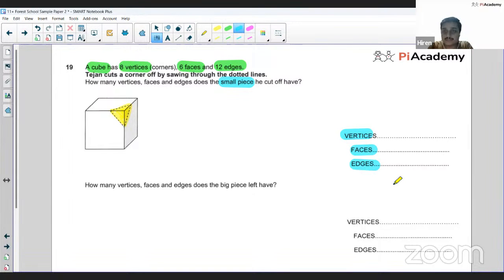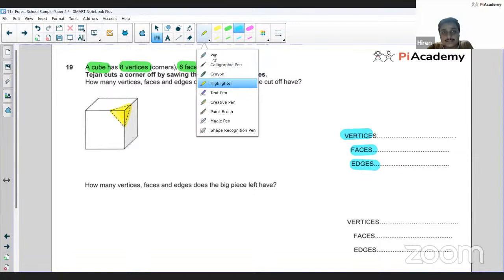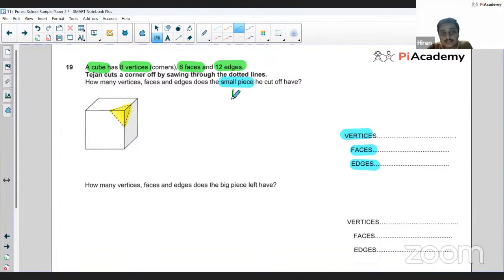Okay, let's solve the first part. See, after cutting, the small piece is a 3D piece, right? That is for sure. And the name of the shape is a triangular base pyramid, right? If you agree, show me thumbs up. What is the name of the small piece? This piece is the triangular base pyramid. So you have to do all these things for the triangular base pyramid, right?